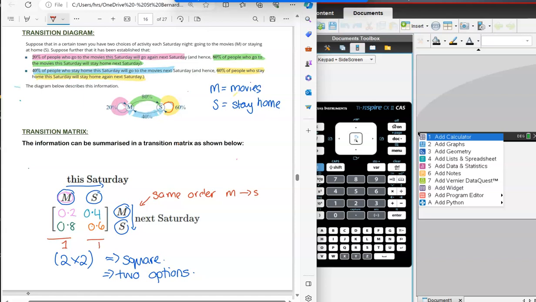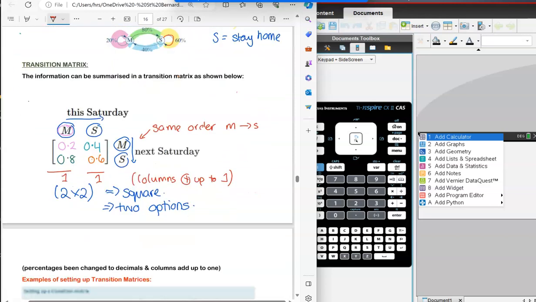Do they not? Yeah. And so that was that little fact we said up the top, that the columns are going to add up to 1. So maybe just write it in there so that you remember columns add up to 1. Okay, so that's how we change a transition diagram into a transition matrix.